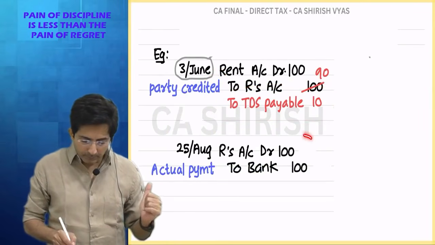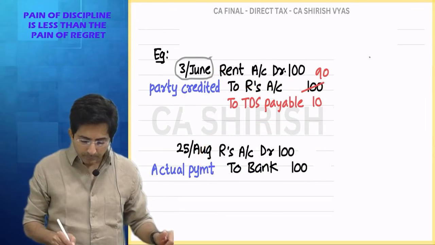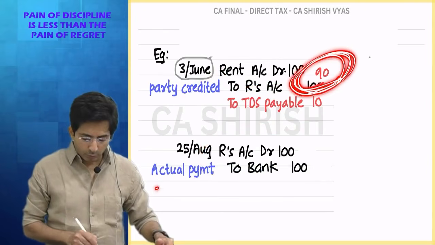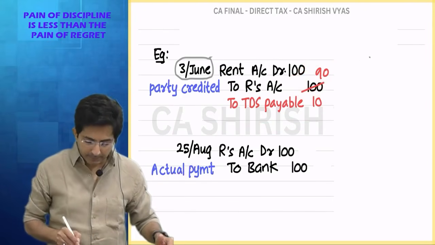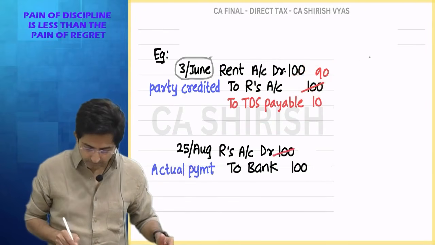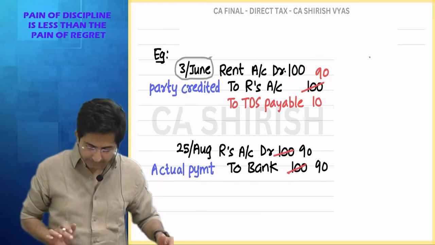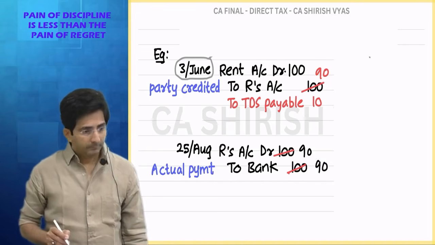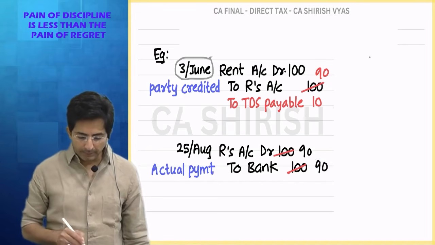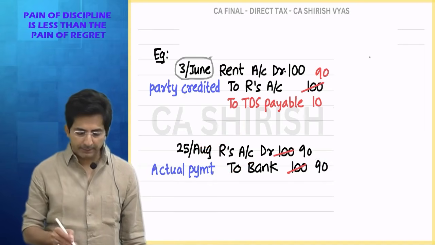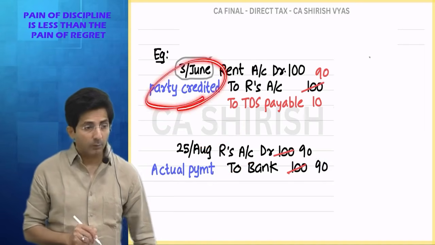Wait, this amount will change now. If Mr. R is credited with 90, then on the actual payment date Mr. R will be what? It will be 100 or 90? Obviously 90 it will be. So now what is the proper entry? R account debit to bank account 90. Okay, because TDS has been deducted at the time when party's account was credited.